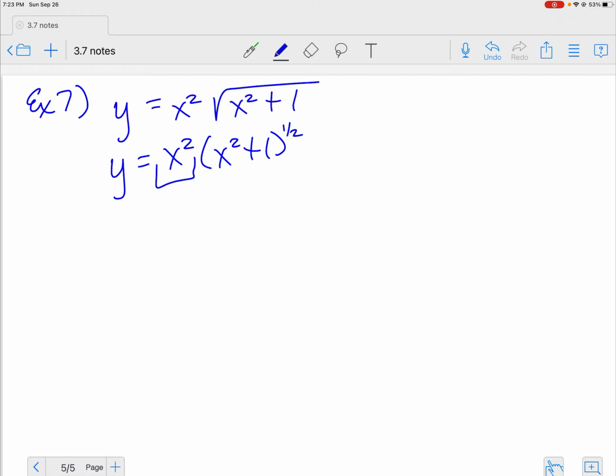Ooh, this is an x squared. Didn't mean to do that. This is an x squared and an x squared plus 1. I have variables in both of these. So we have the product rule. Look for those variables.